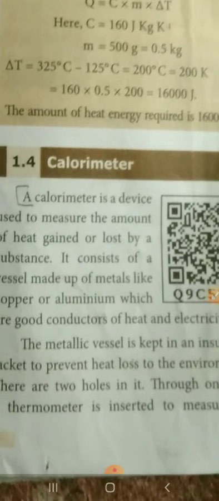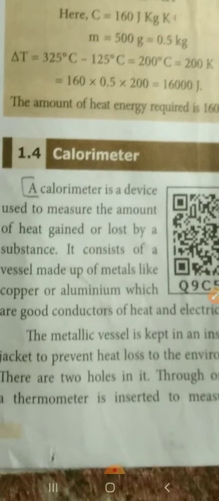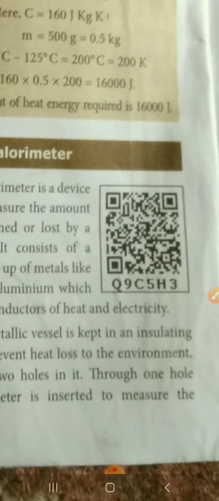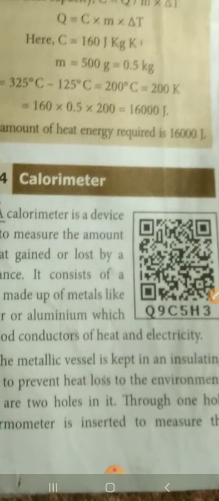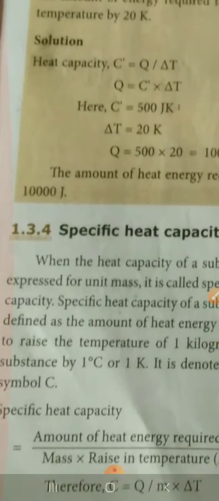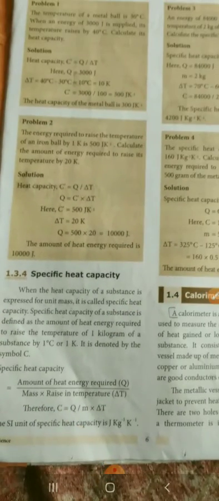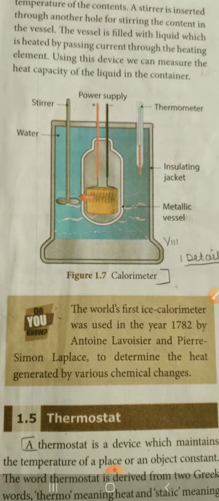The metallic vessel is kept in an insulating jacket to prevent heat loss to the environment. There are two holes in it. Through one hole, a thermometer is inserted to measure the temperature of the content. For this purpose we use the calorimeter. Have you understood my point? Next, the stirrer is inserted through the other hole for stirring the content in the vessel.